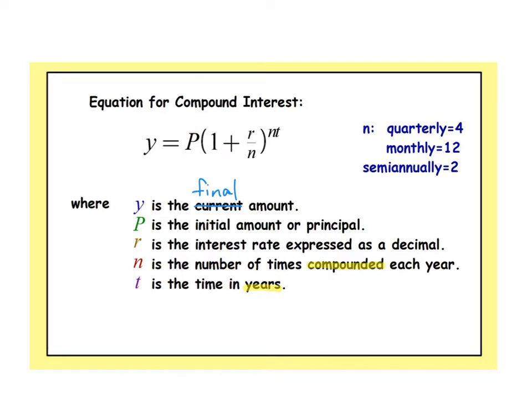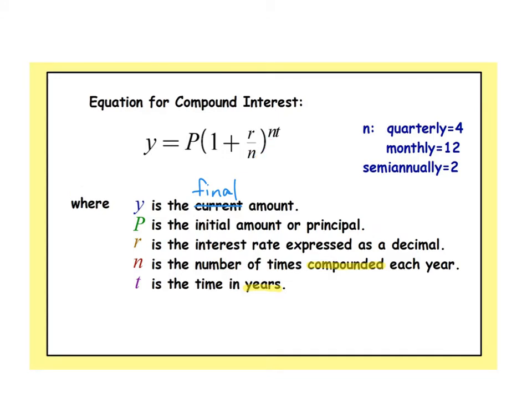Now here's where the growth formula changes a little bit. We have 1 plus, now that part's the same, but now we're going to take r, which is our interest rate expressed as a decimal, and we're going to divide it by what we call n. And in this case, n is the number of times compounded each year. Now I'll come back to that in just a minute. We have our parentheses raised to the n times t. So you see we have n in two places now.